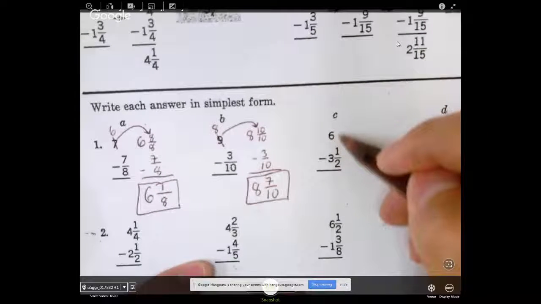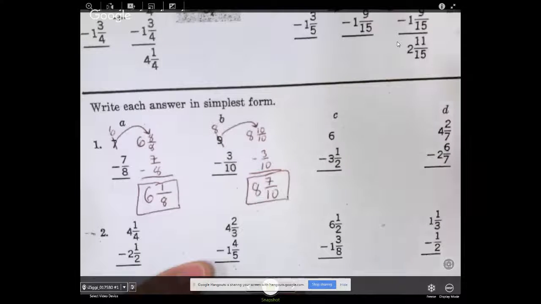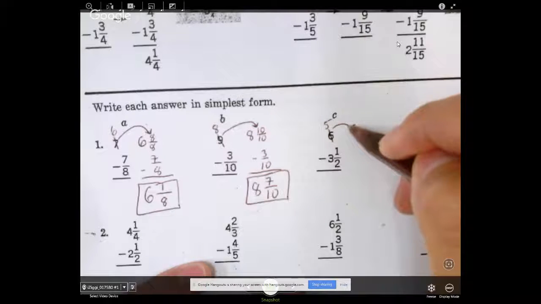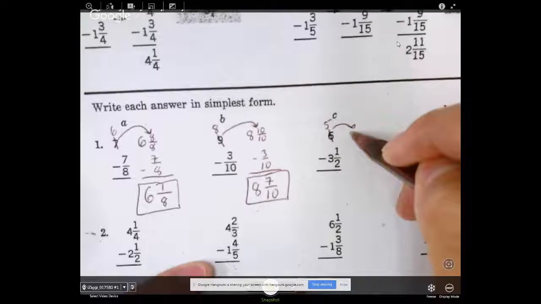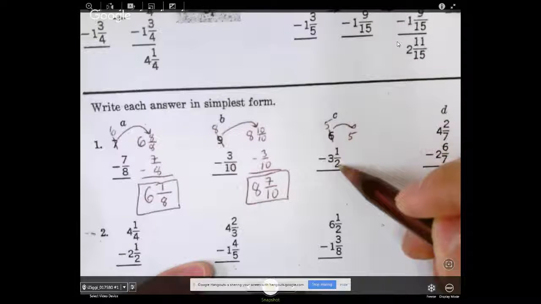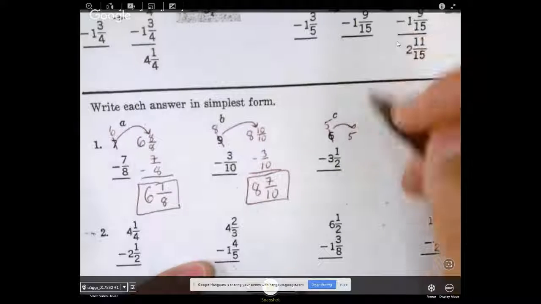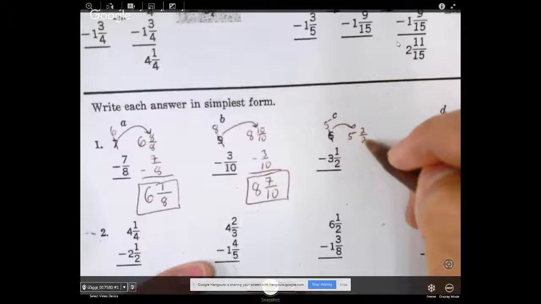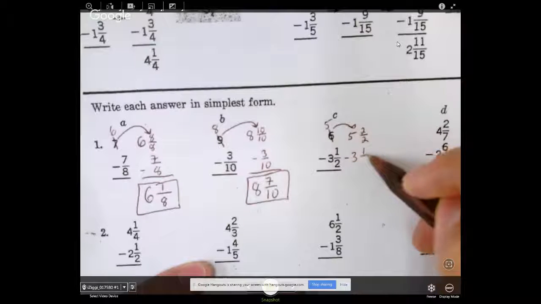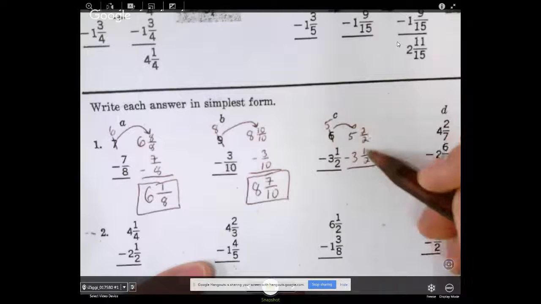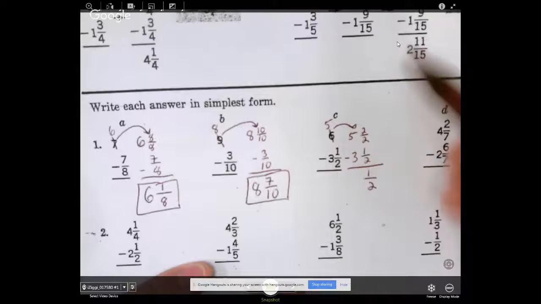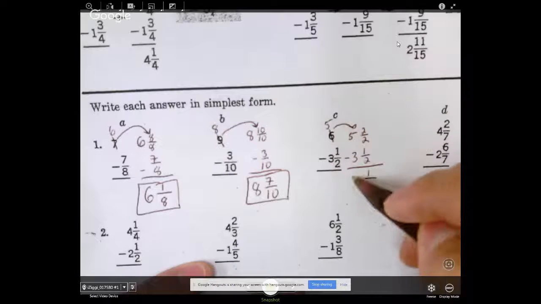6. I don't have any fraction here. So I'm going to borrow from the 6. Make it into a 5. So let me write over here 5. And now I want to make it 2 halves, because look at the denominator down here. It's 2. So I'll make it 5 and 2 over 2. This I'm just going to bring over, minus 3 and 1/2. 2 minus 1 is 1. I still have the denominator of 2. And then 5 minus 3 is 2.